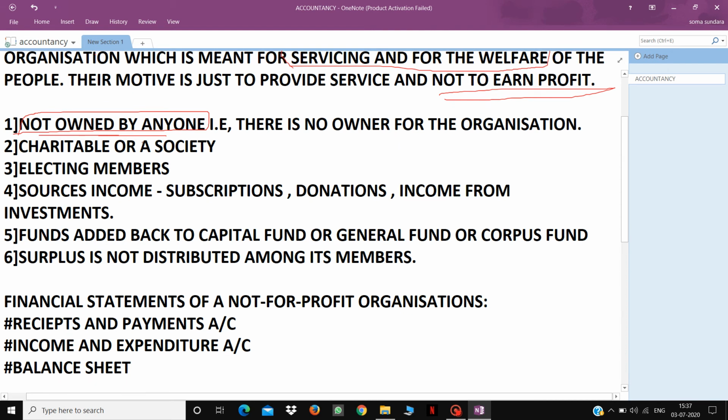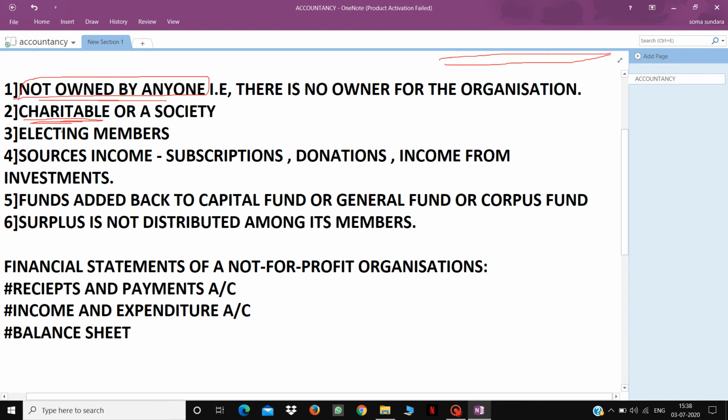The second thing is the not for profit organization is a charitable trust or a society. It is organized as a charitable trust or a society and not like a profit making entity. The third one is that members will be elected. Some members will be working there and sacrificing their work for something, and among those members, some members will be elected.